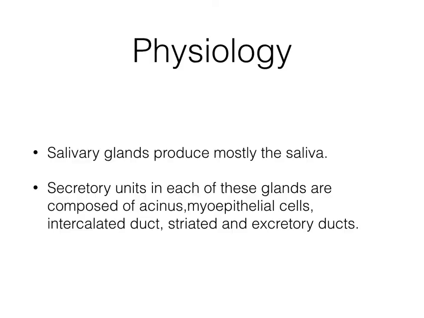Physiology. Salivary glands produce mostly saliva, right? And remember the saliva has amylase. So when you have a high amylase level, that could be either from salivary origin or from the pancreas.